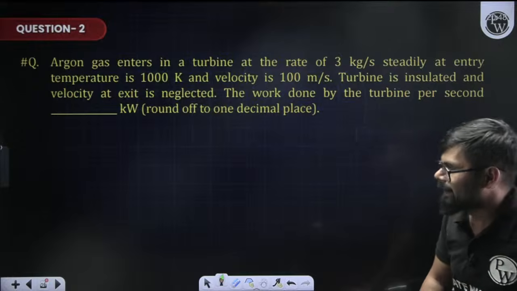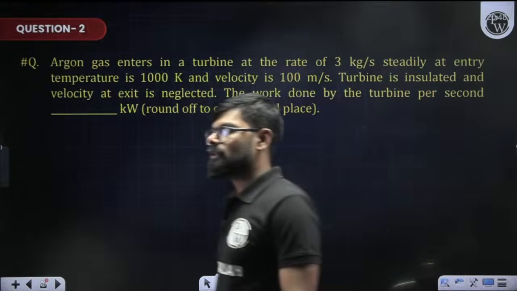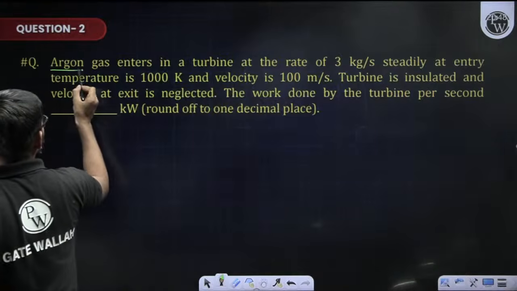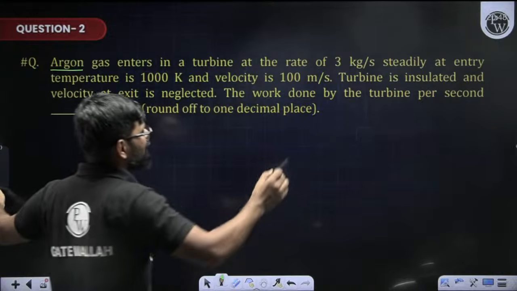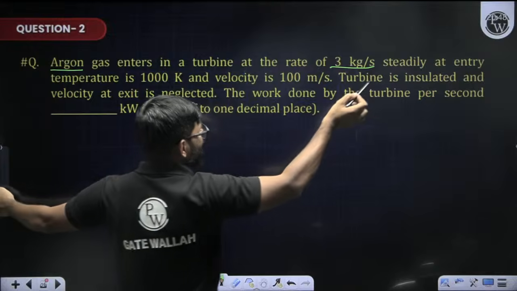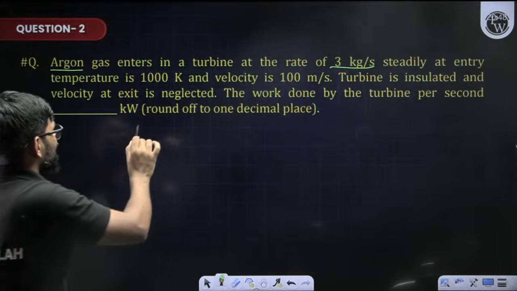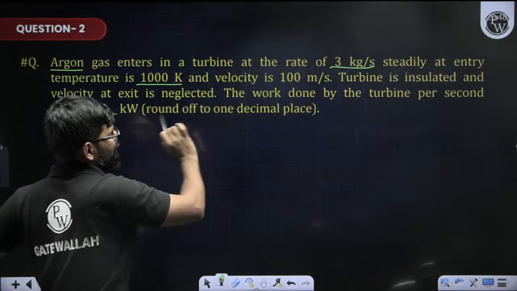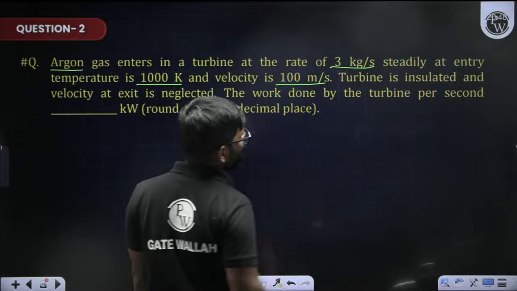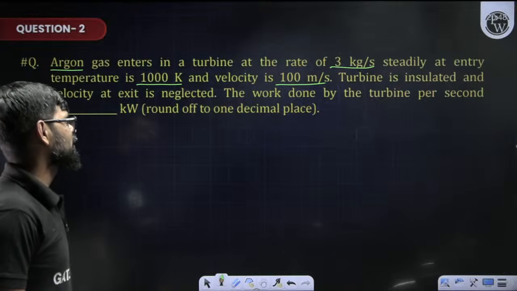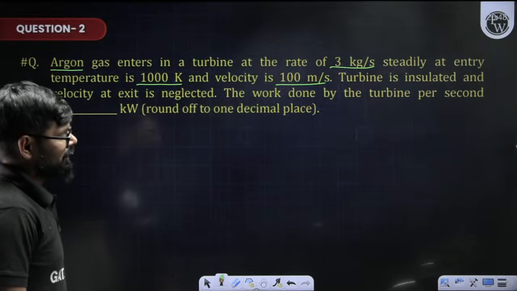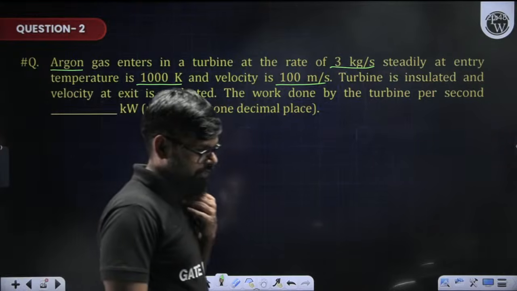Okay, argon gas, so the gamma value will be 1.67. Argon gas is entering a turbine at the given mass flow rate, steadily, at a given temperature of 1000 Kelvin, and the velocity is also given. The turbine is insulated and the velocity at the exit is neglected. The work done by the turbine you need to calculate.